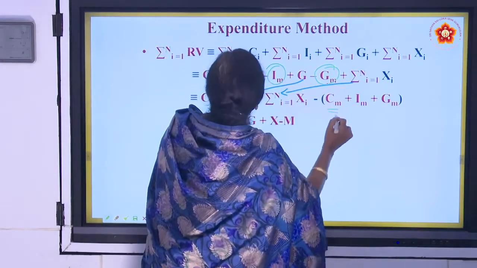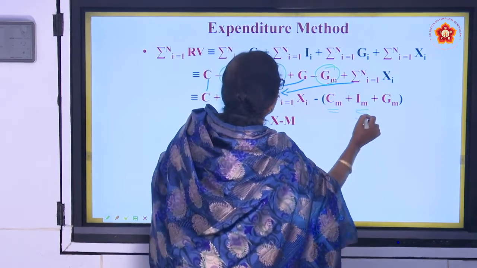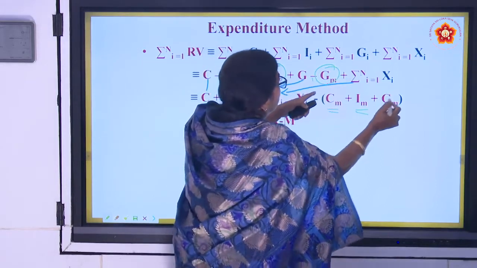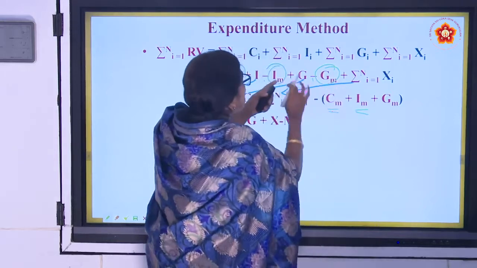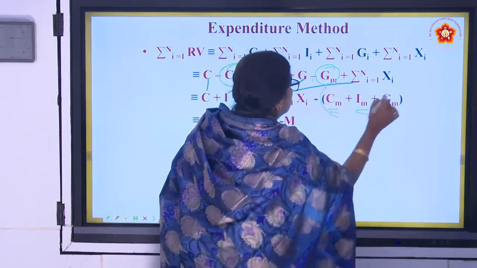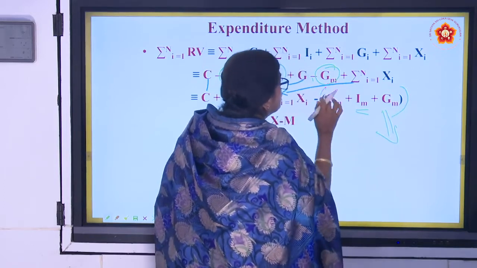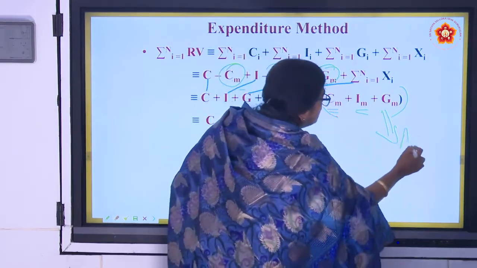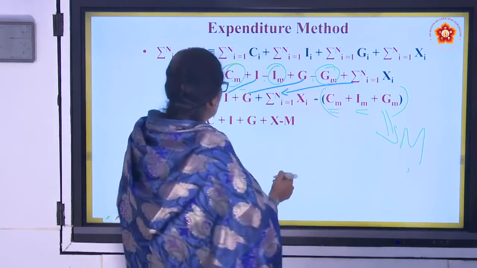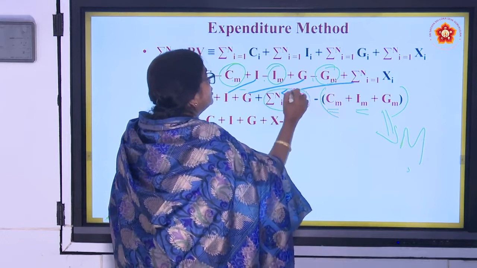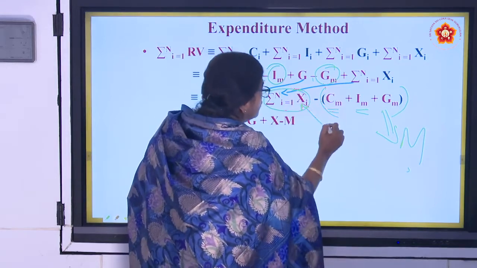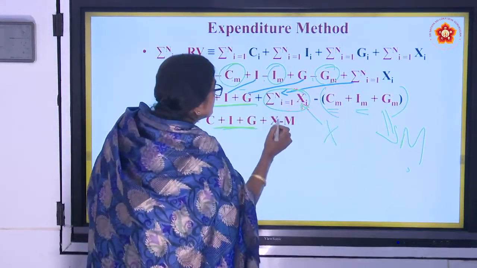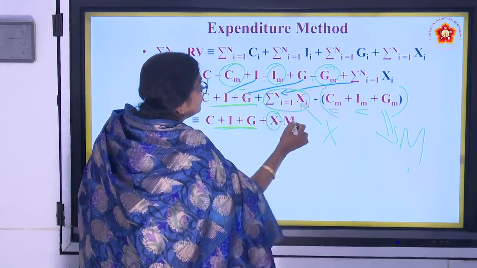Minus CM, and minus into minus IM. You put plus because when you open the bracket, it will become again minus IM. This minus CM, therefore put GM within the bracket. Therefore, you grouped CM, IM, GM on one side. This bracket section we are going to write as M: consumption goods imported, investment goods imported, government goods imported, all imported expenditure we are going to denote by capital M. And also the summation of all the firms' export expenditure we are going to denote by X. These three already exist, and instead of the other terms we are writing X for export expenditure and M for import expenditure.